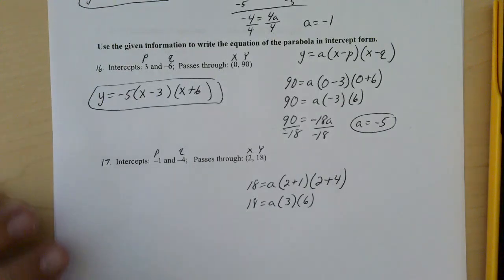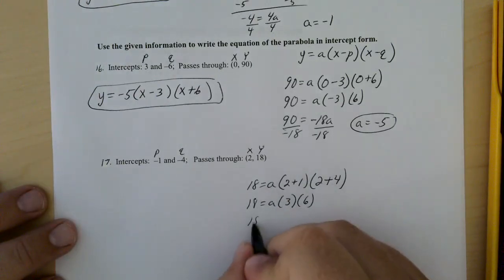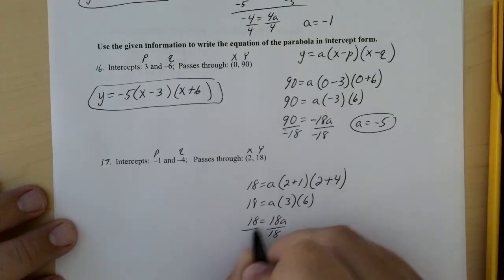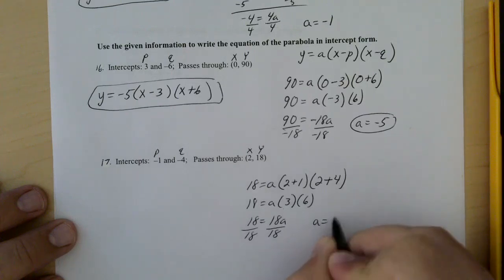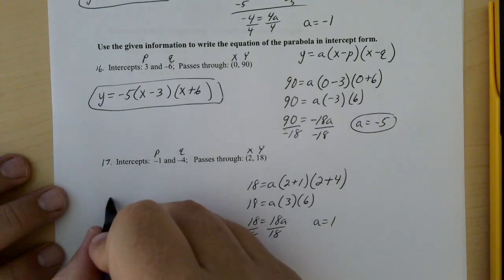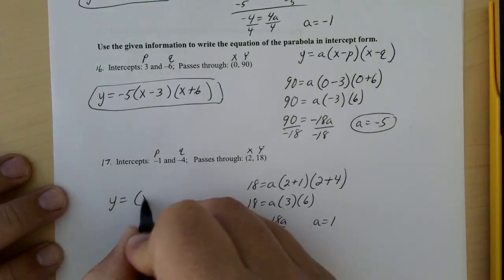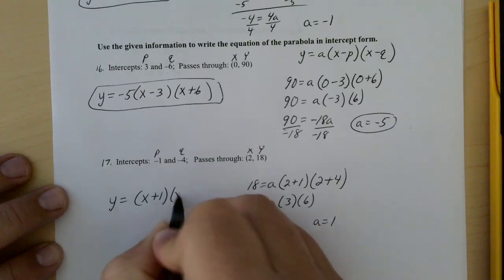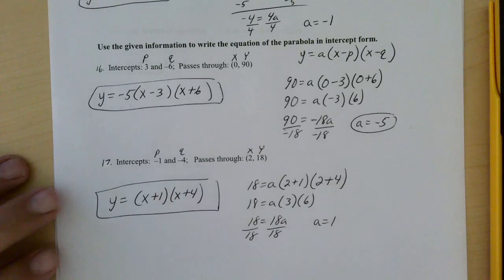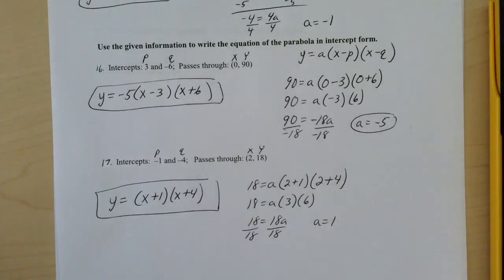If you need to, use a calculator. But I'm going to know that 3 times 6 is 18. When I divide by 18, I see that is just a 1. So not a stretch, not a shrink. And my final answer is just going to be x plus 1, x plus 4. And if you want to, you could put a 1 in front, but you don't need the 1.